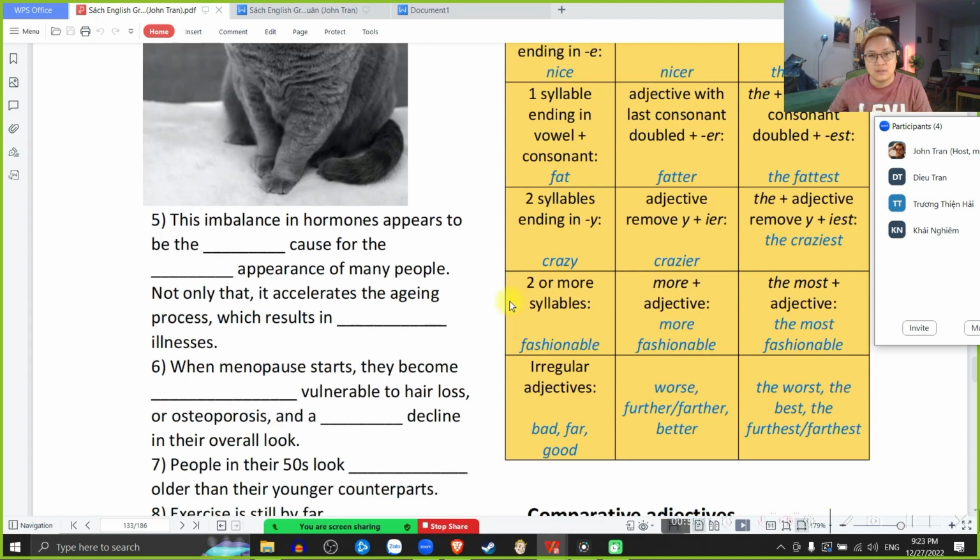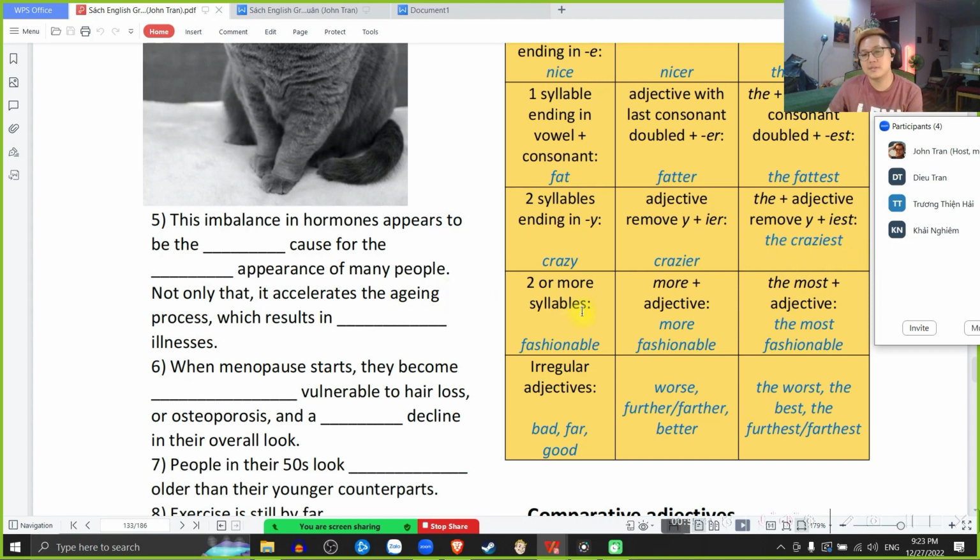If you have two syllables ending in Y, you just have to remove the Y and then add IER, or remove the Y and then add IEST. For example, crazy becomes crazier, the craziest, the craziest people possible.